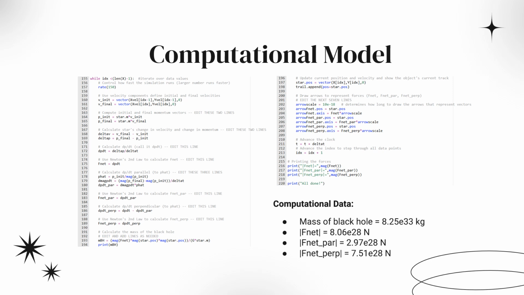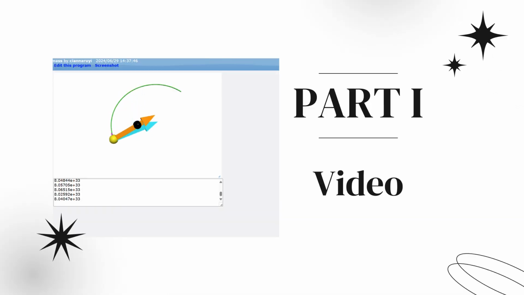We had to edit the arrow scale in our animation, which will be shown on the next slide. Here's the animation of the star recoded, showing it orbiting the black hole.